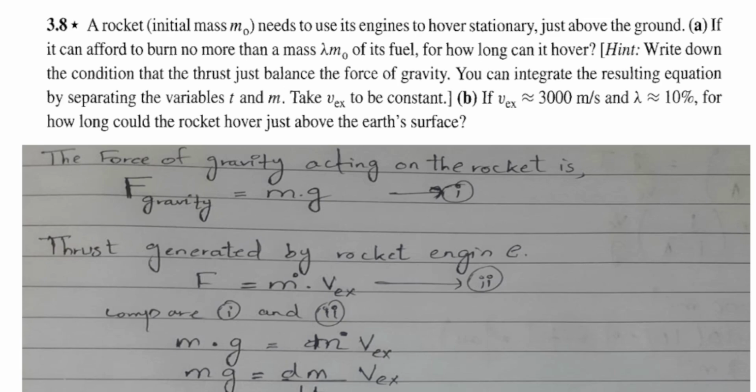So first you can see the force of gravity acting on the rocket. Obviously there is a formula: this is the mass of the rocket and g, which is the acceleration due to gravity. Now further you can see the thrust generated by the rocket engine, which is the rate of mass loss times the exhaust speed. So we have to compare both.